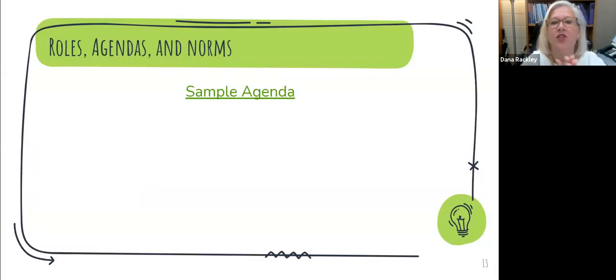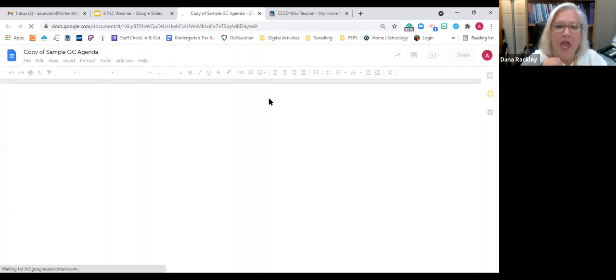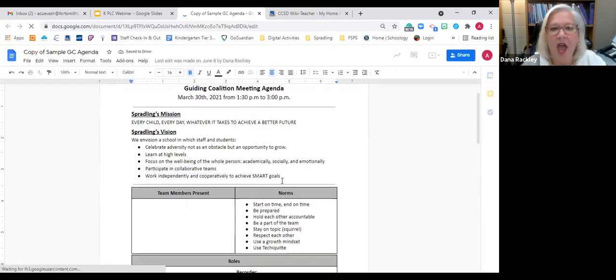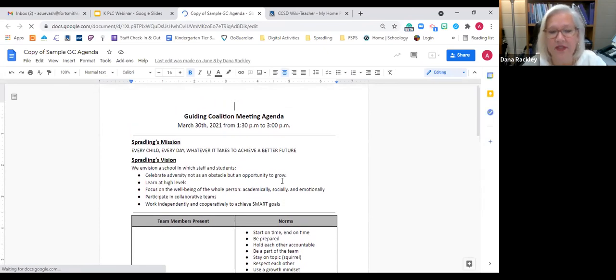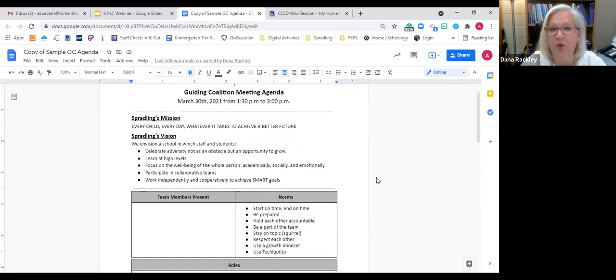Okay, I'm going to show you a sample agenda that we use at Spradling. Just so you can see, at the top, we have the date and the time that we're meeting. We also have our mission at the top, and the Spradling mission is every child, every day, whatever it takes to achieve a better future. And that is recited at the beginning of each meeting. That is recited by the person leading the meeting. We also have our vision posted.